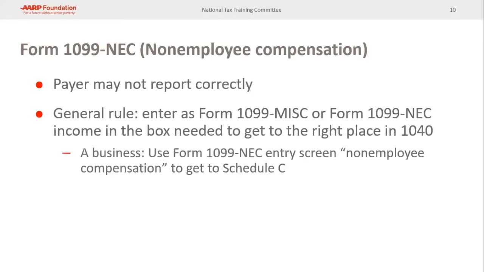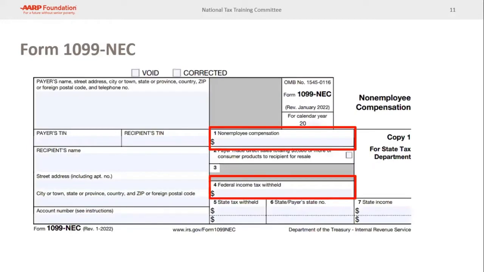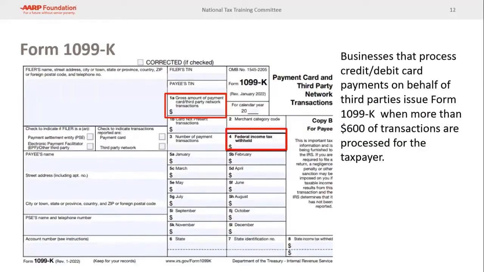So if it is a business, report the income on the 1099 non-employee compensation screen so that it will generate a Schedule C. And if it's not a business, then report the income on the 1099 miscellaneous screen in box 3 to report it as other income. Your Publication 4012 will cover these situations where you need to change the form for entry. These are what the forms look like. You can see here the 1099 non-employee compensation form. Box 1 is the non-employee compensation, and box 4 is the federal withholdings.